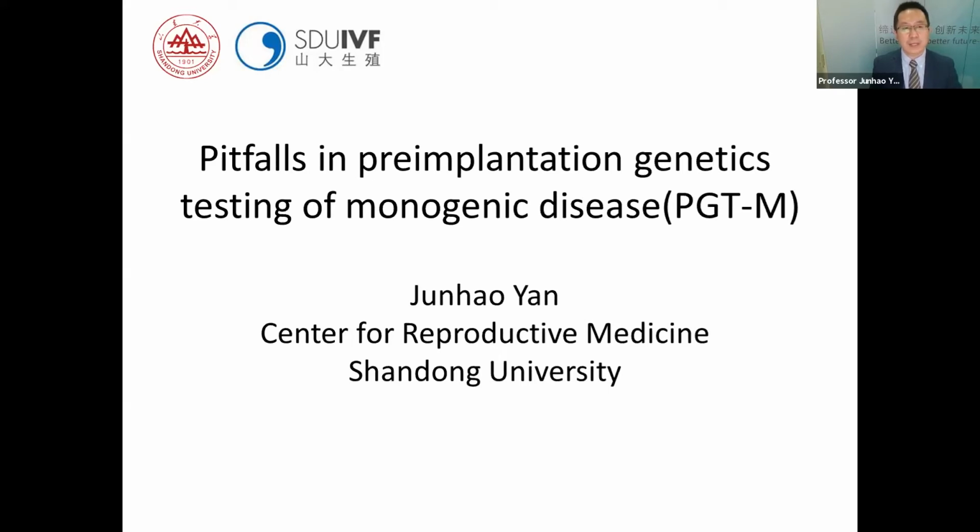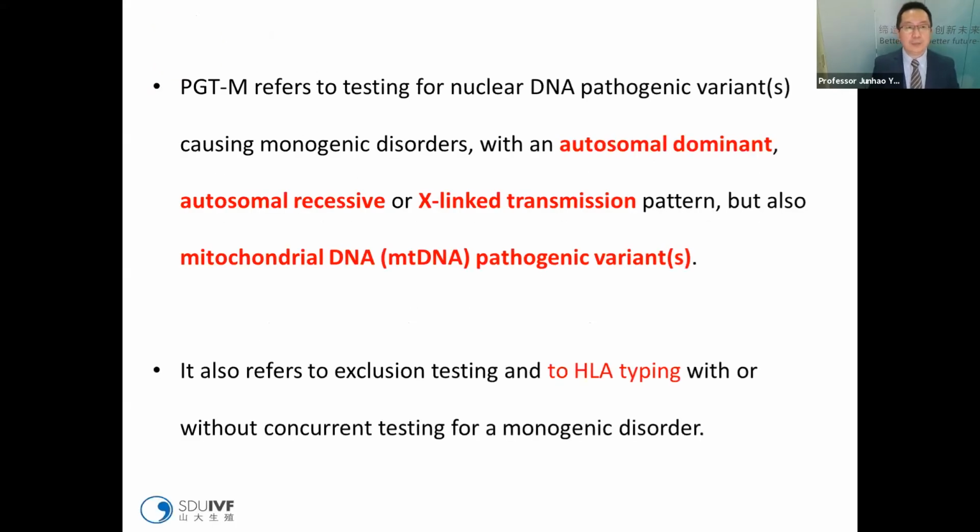And today, my presentation is about the pitfalls in preimplantation genetic testing of monogenic disease. So we know that PGT-M refers to testing for nuclear DNA pathogenic variants causing monogenic disorders with an autosomal dominant, autosomal recessive, or X-linked transmission pattern, but also mitochondrial DNA pathogenic variants. It also refers to exclusion testing and to HLA typing with or without concurrent testing for monogenic disorders.